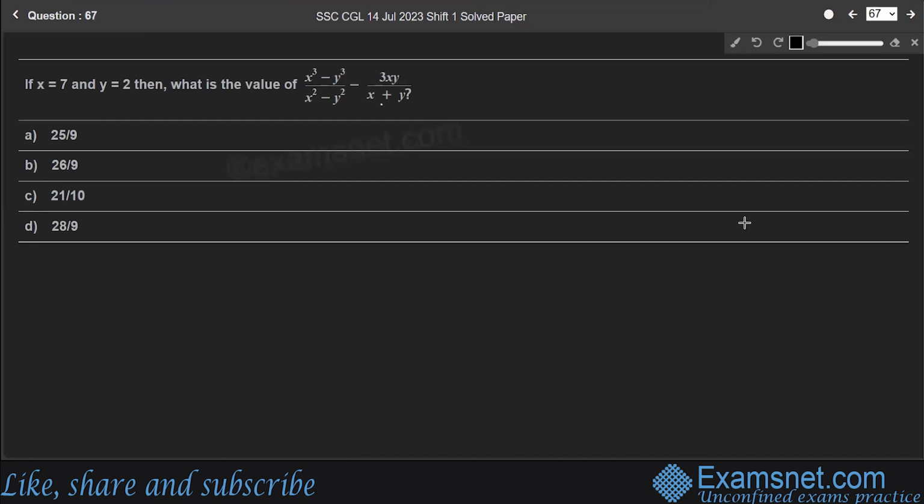Question 67. If x is equal to 7, y is equal to 2, then find the value of (x cube minus y cube) divided by (x square minus y square) minus 3xy divided by (x plus y). It's a very easy question. Directly we have to substitute the values of x and y. The expression becomes 7 cube minus 2 cube divided by 7 square minus 2 square, minus 3 into 7 into 2 divided by 7 plus 2.